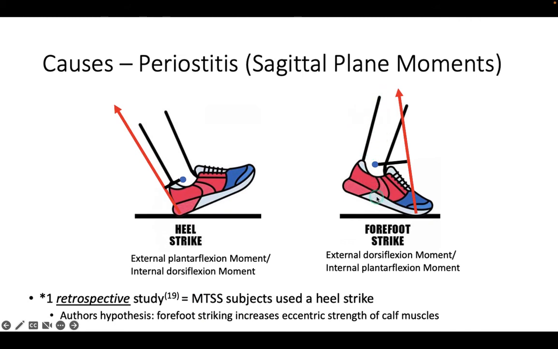So again, though, it's retrospective, so I've been talking about this a whole bunch in the class, like which came first, the chicken or the egg, right? Because we don't know if potentially those MTSS subjects were compensating. You could argue, let's say that they were forefoot strikers and they overworked their plantar flexor muscles, so they compensated and then went to a heel striking pattern to basically take stress off of the plantar flexors and put it more on the tibialis anterior. So again, we fully don't know since there aren't a lot of prospective studies on strike foot patterns.